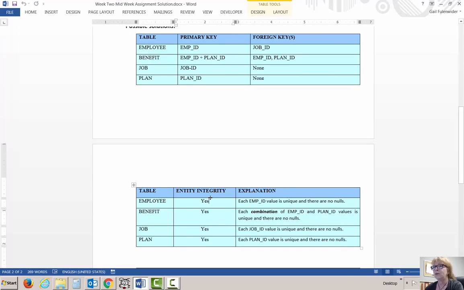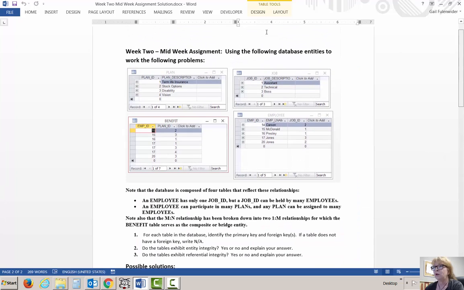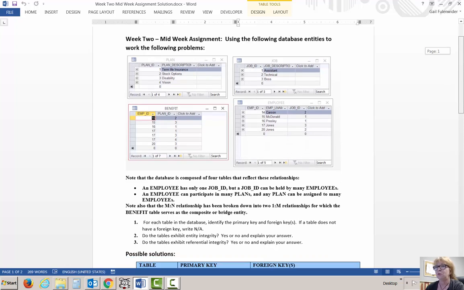The employee, yes, it does have entity integrity because the employee ID values, if we look at them, are unique and they have no nulls. Now remember, the zeros here represent a record that does not exist. Therefore, we're not looking at zeros or nulls. That's the same in every entity display. It's just something that worked out in Access. It's nothing that is intentional.